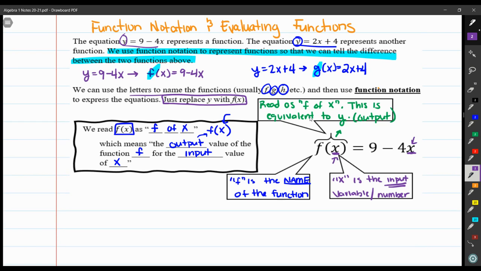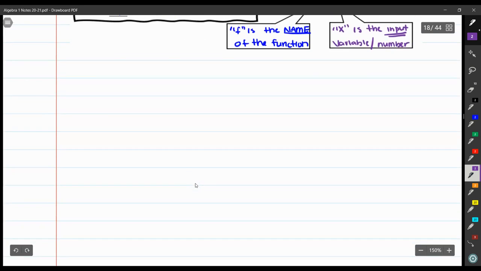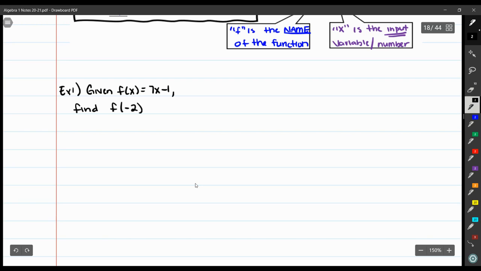Okay, so let's talk about evaluating this stuff. Now that we kind of learned what function notation is, let's talk about evaluating. So here's example 1. For example 1, we are given that f of x is equal to 7x minus 1, and we want to find f of negative 2. So remember, that's how you read these. When you write the parenthesis, you put an of. So we say f of negative 2.